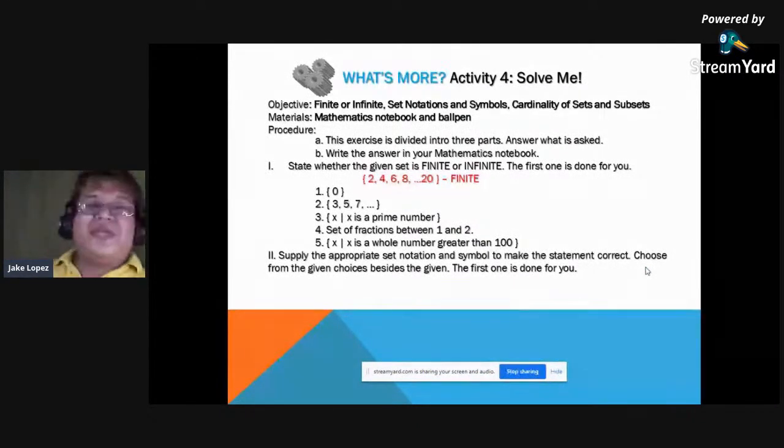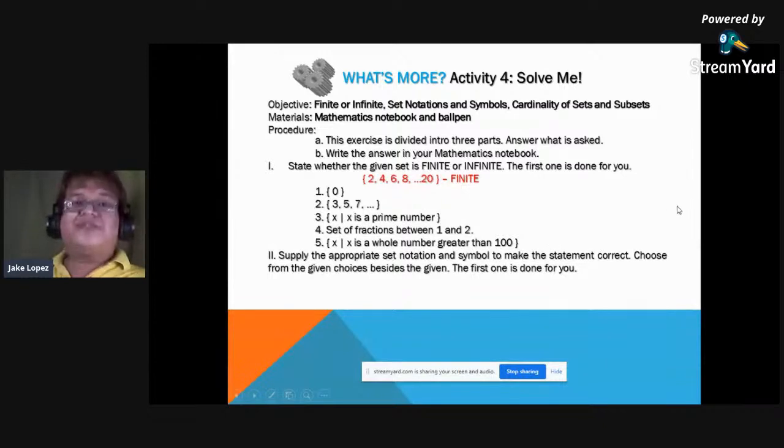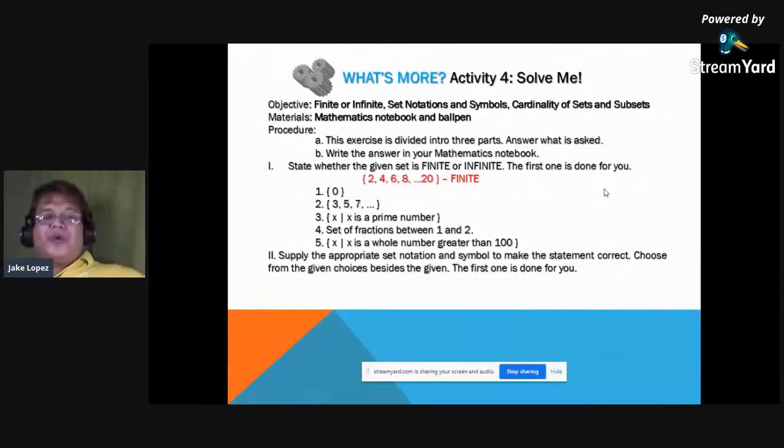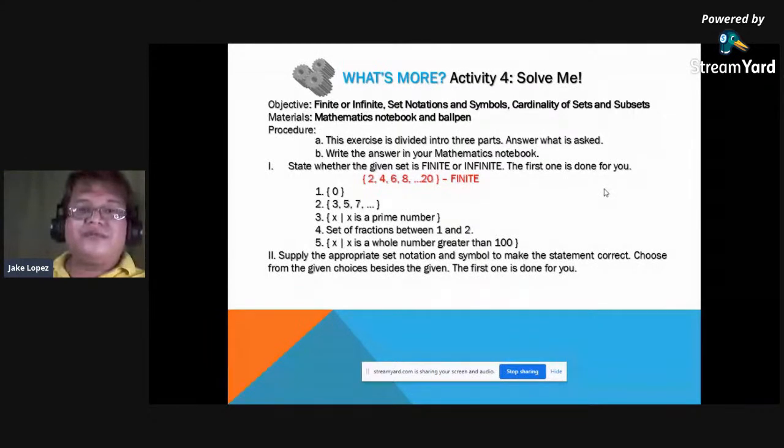Okay, so we have activity number 4, the finite or infinite set notations and symbols, cardinality of set and subsets. So this exercise is divided into 3 parts. So write the answer in your notebook. Number 1 or part 1. State whether the given set is finite or infinite. So the first one is done for you.